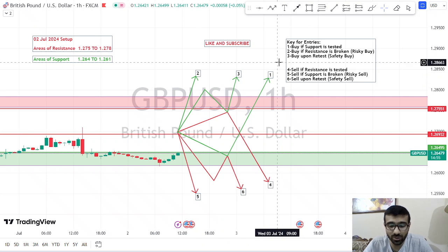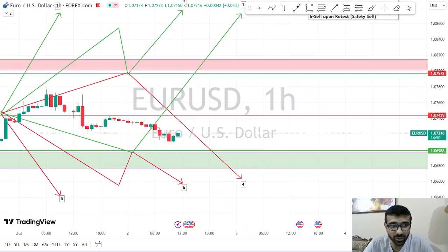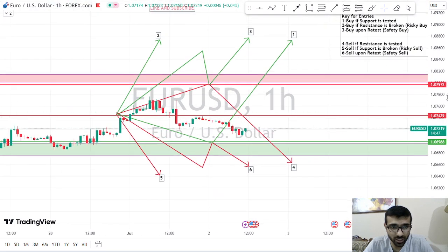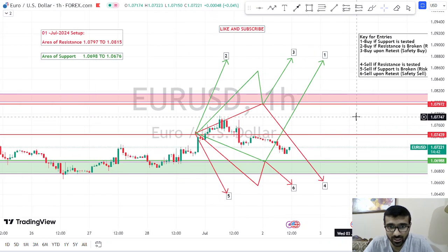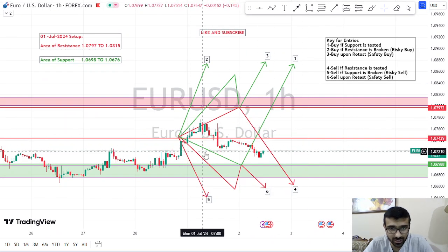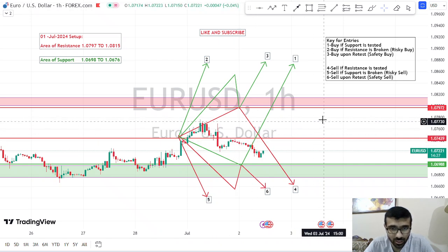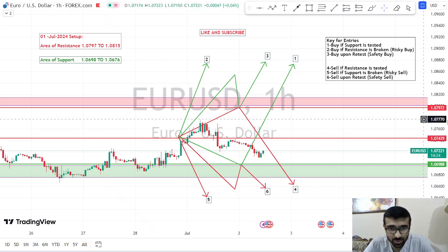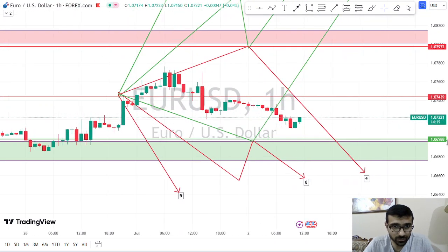Now let us move forward to the next pair, which is the Euro versus US dollar pair, from where we left off previously. We were looking for some good selling opportunities in this Euro USD pair, and you can clearly see that the market gave us those opportunities over here, and then over here, and then approximately somehow over here as well. So let us see how much profit or loss we would have made in this Euro USD pair.